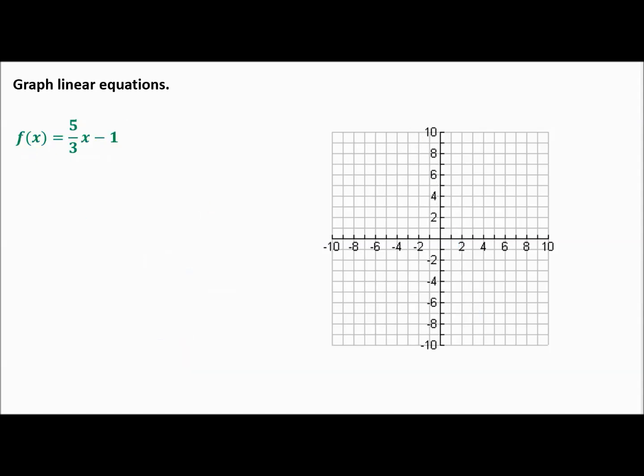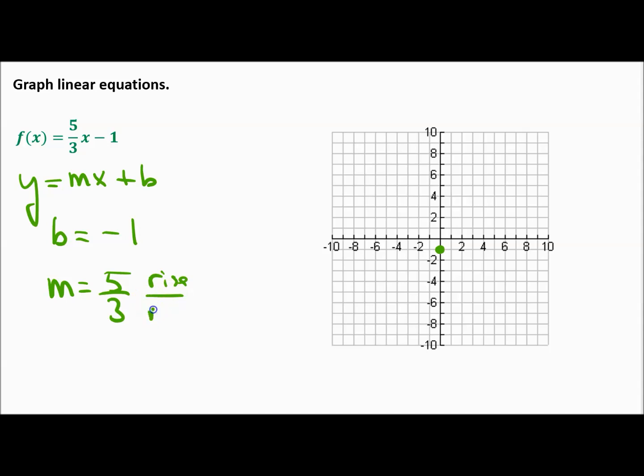Notice our next problem once again is in the form y equals mx plus b. Notice our b this time is negative 1, so that's our y-intercept. We plot down here at negative 1, and our slope is 5/3. That's our rise over our run. So from negative 1, I can count up 5 and right 3.